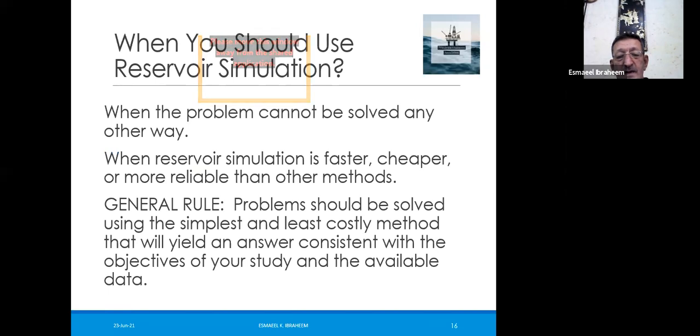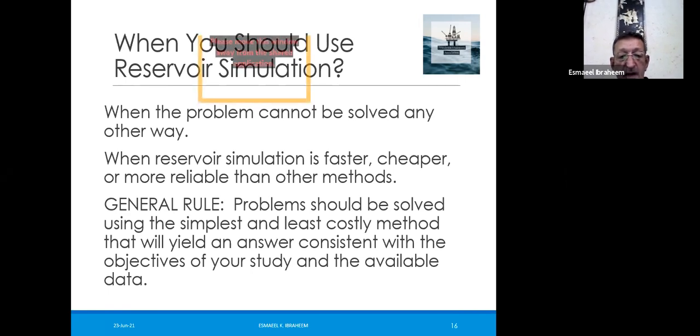When should you use reservoir simulation? When the problem cannot be solved any other way, by mathematical or other ways, or when you need to change the downhole equipment. The simulator will show you this. Use it when reservoir simulation is faster, cheaper, or more reliable than other methods. It will give you a faster and cheaper way of seeing what's going on down there.